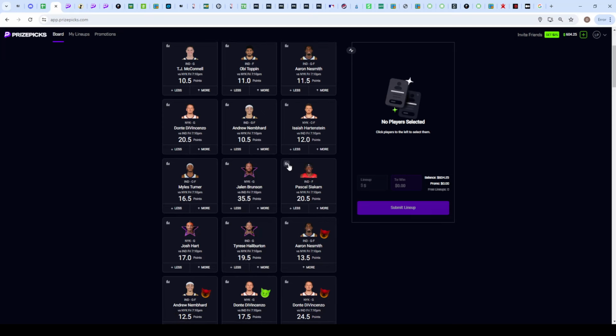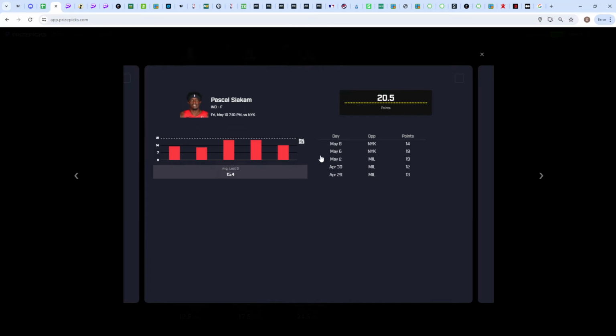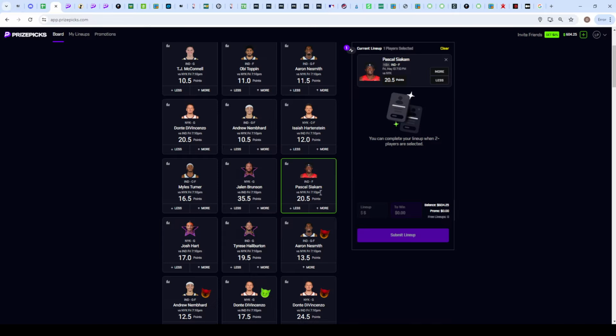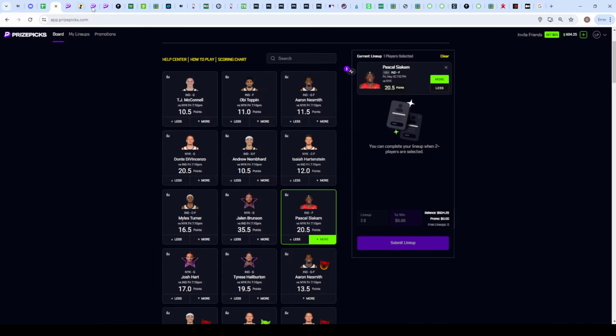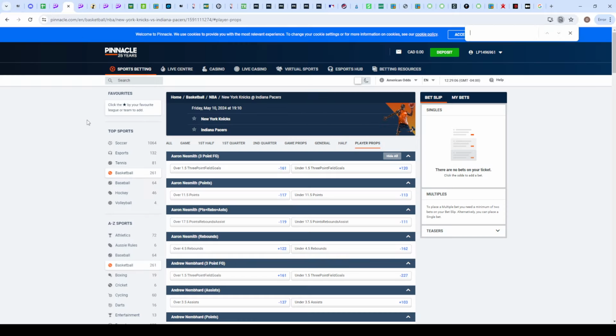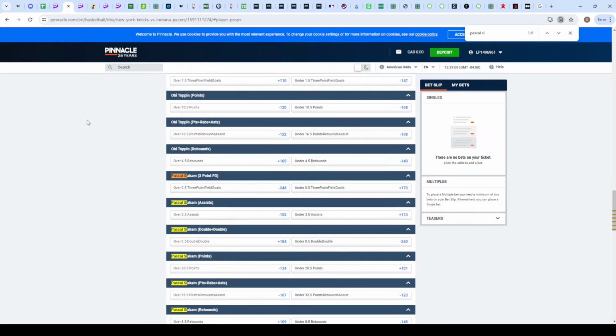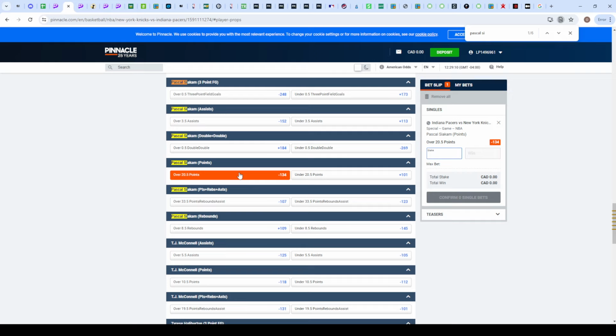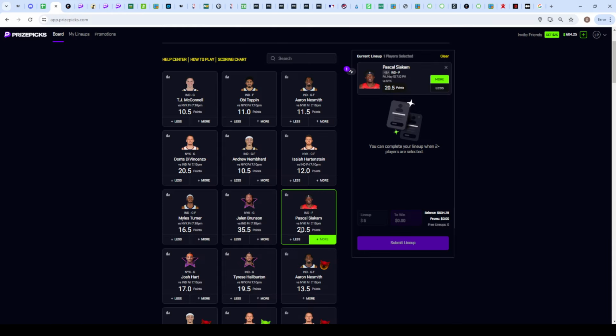For an Indiana over, I would go with Pascal Siakam on his over. He has not hit this in the past 5 games. He has not hit this versus the Knicks. And he didn't even get close last game, but Tyrese Haliburton was kind of carrying last game. I would grab him on the over 20.5 points. We could go and check the juice on Siakam here on the sportsbooks. And you're going to see he does have juice towards over all the way up at minus 134. So I think Siakam is a good lean towards the over.